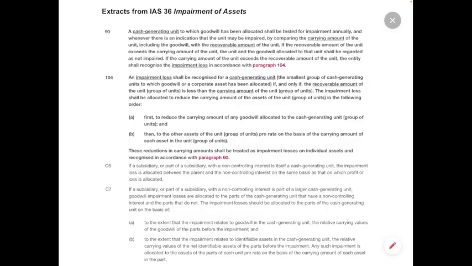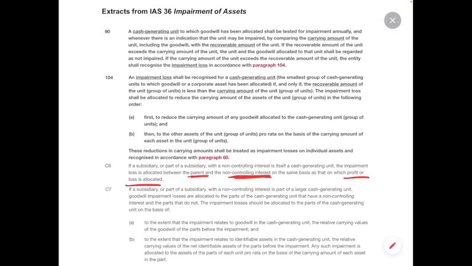Now let's look at what Appendix C, paragraph C6, says when we're looking at a subsidiary where there is NCI. It says if a subsidiary or part of a subsidiary with a non-controlling interest is itself a cash generating unit, the impairment loss is allocated between the parent and the non-controlling interest on the same basis as that on which the profit or loss is allocated.